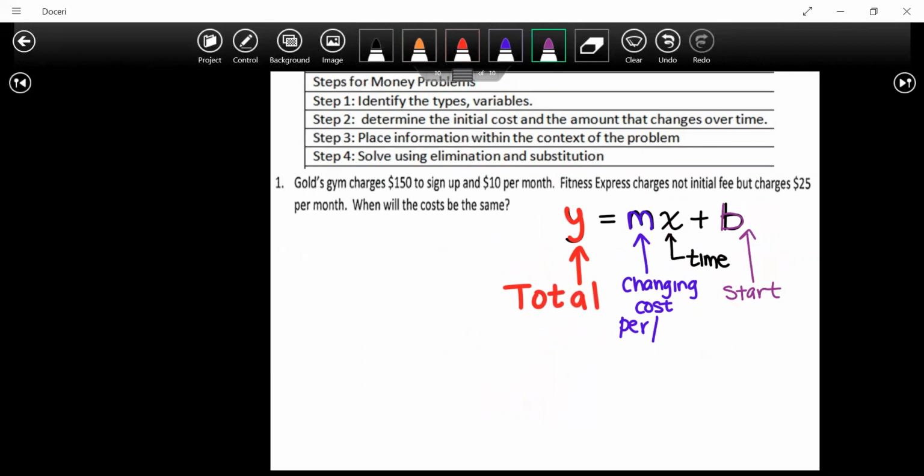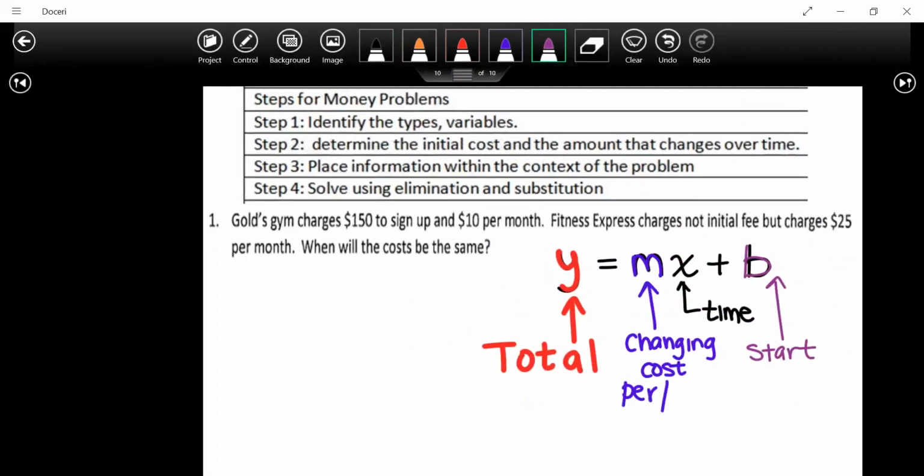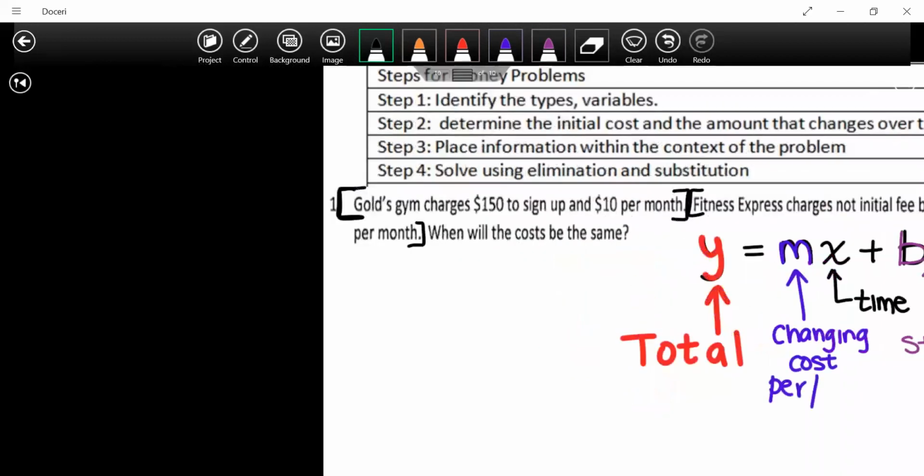With our first one, Gold's Gym charges $150 to sign up, $10 per month. Fitness Express does not charge an initial fee, but charges $25 a month. In this context of the problem that we're going to see a lot of, each sentence represents an equation. Gold's Gym is our first equation. Fitness Express is another. So we want to be able to compare the two. We're coming up with two separate equations that we can compare.